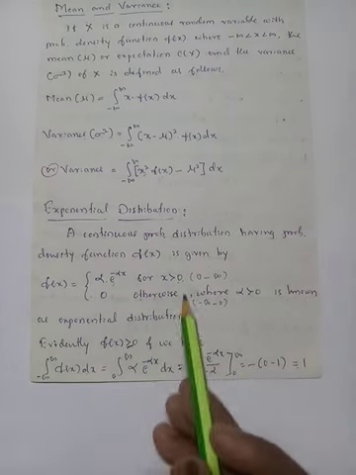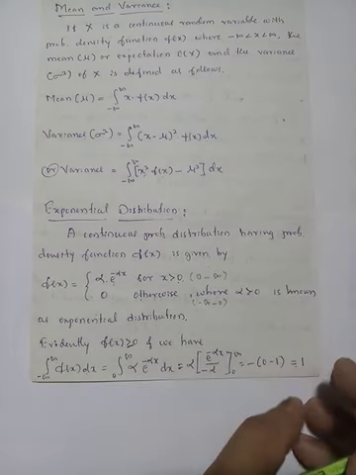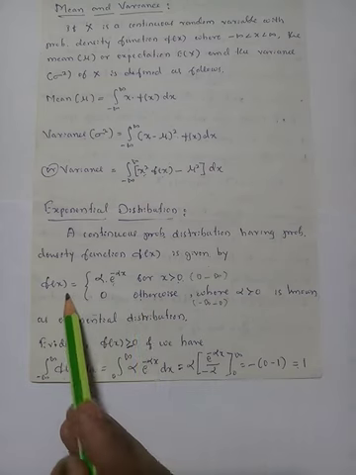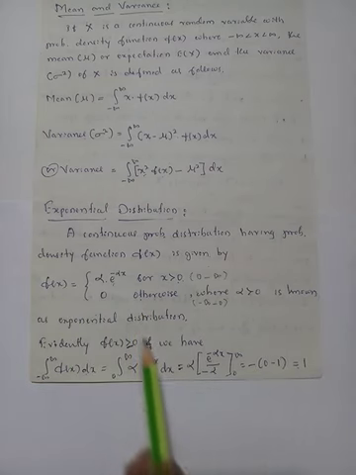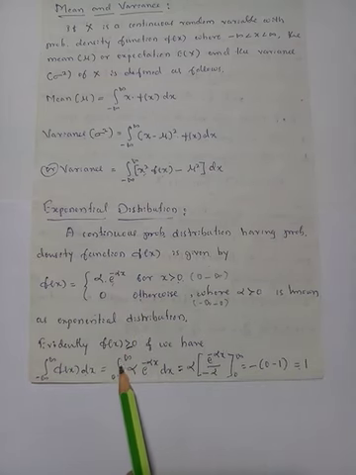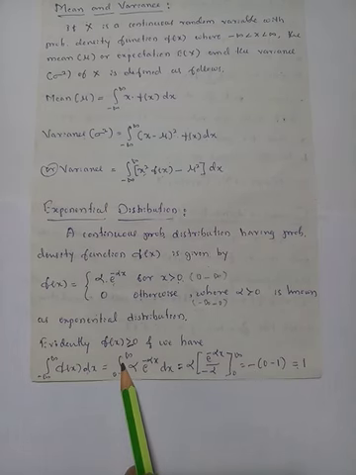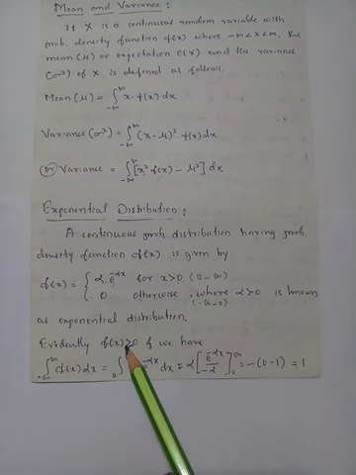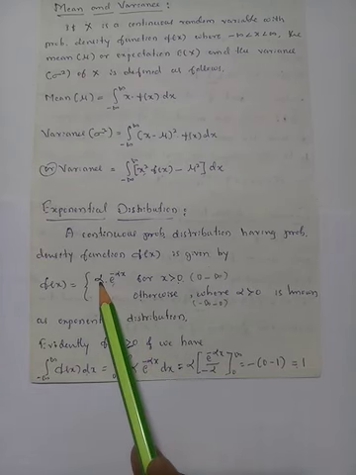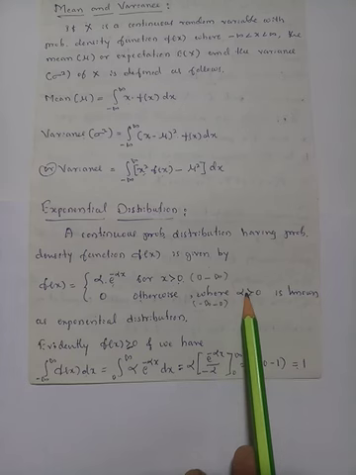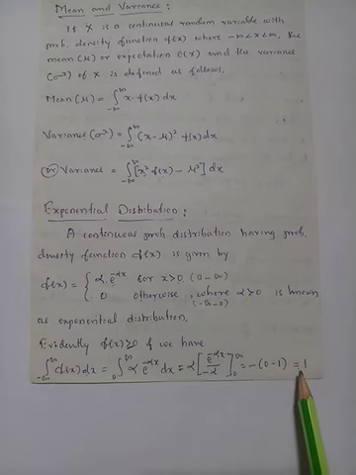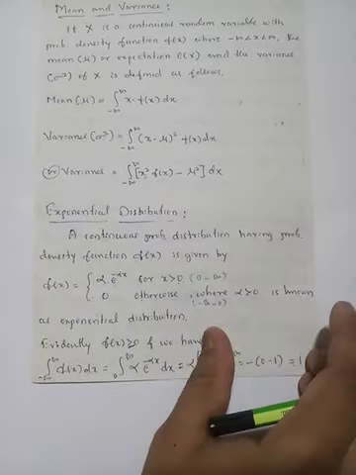So this is the definition of the exponential distribution, and we are going to check whether this exponential distribution satisfies the two conditions of the probability density function or not. That is, f of x must be greater than or equal to 0, which holds since alpha is greater than 0, and also the value of the integral is 1.